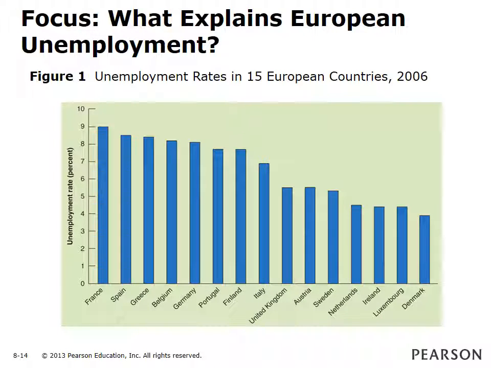Figure 1 shows unemployment rates in 15 European countries in 2006. In 2006, inflation was stable in all those countries, suggesting that the actual rate was close to the natural rate. You can see that the natural rate of unemployment varies across countries. The figure shows that it was very high in France, Spain, Germany, and Italy, and very low in Denmark, Ireland, and the Netherlands. It also varies over time. For example, in the United States, the natural rate of unemployment was 7% in the 1980s, but only 5% during the period 2000 to 2007.